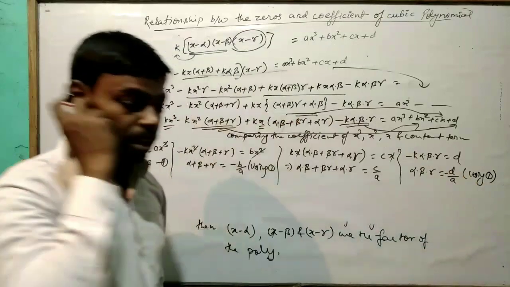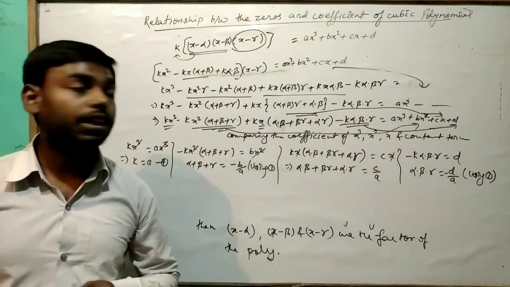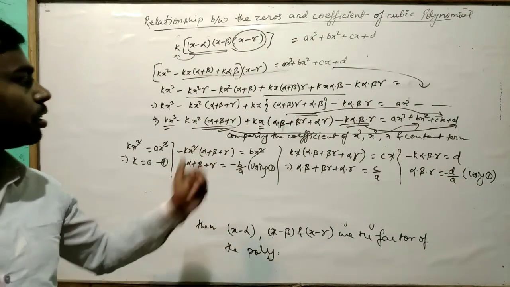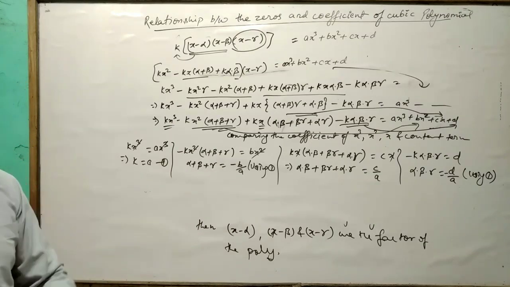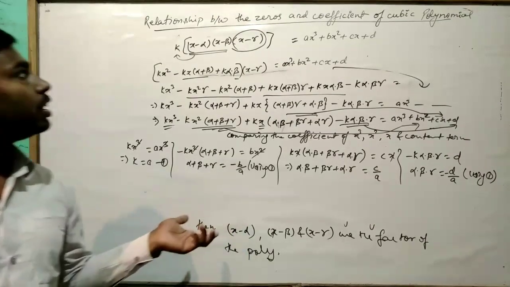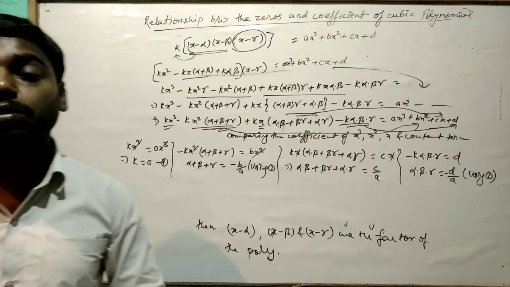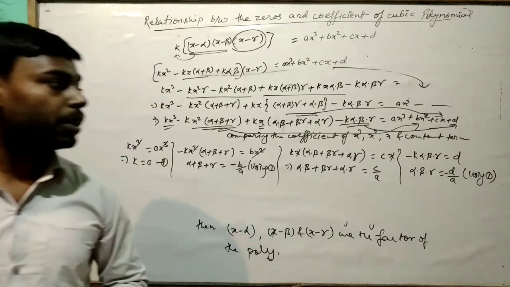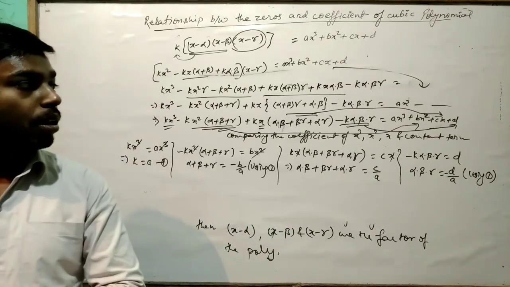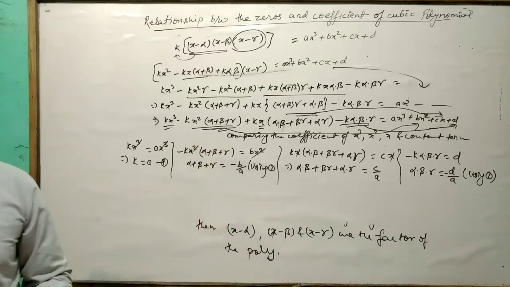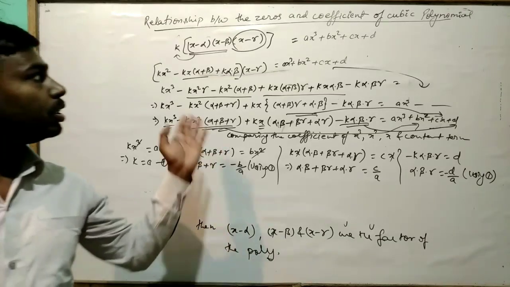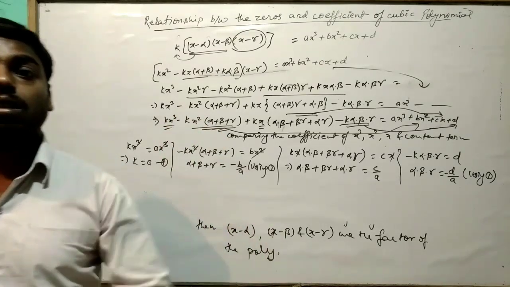Okay, now I hope you are clear on these relationships between the zeros and coefficients of a cubic polynomial. Examples of this topic we will study in the next video.